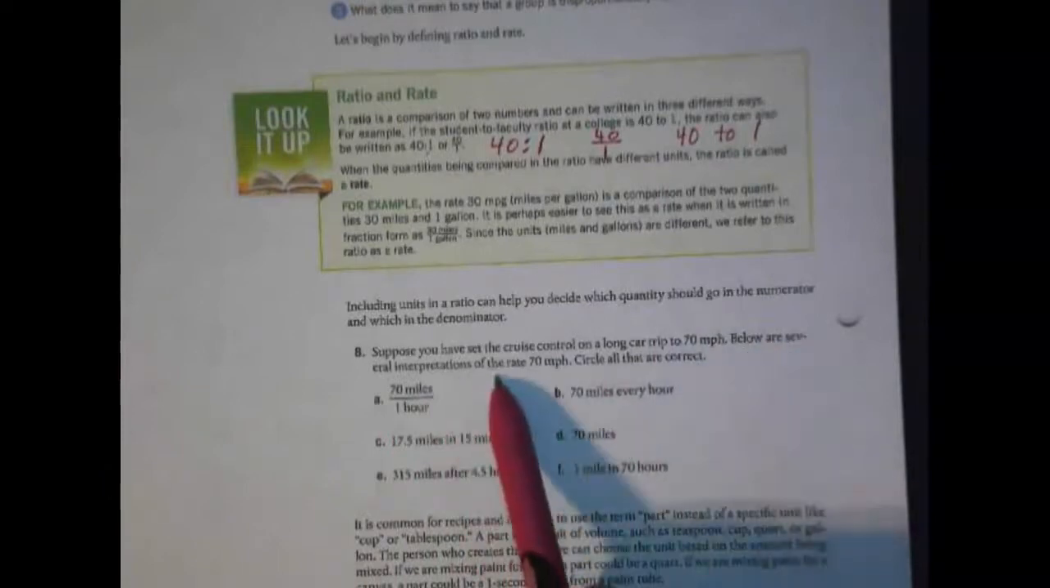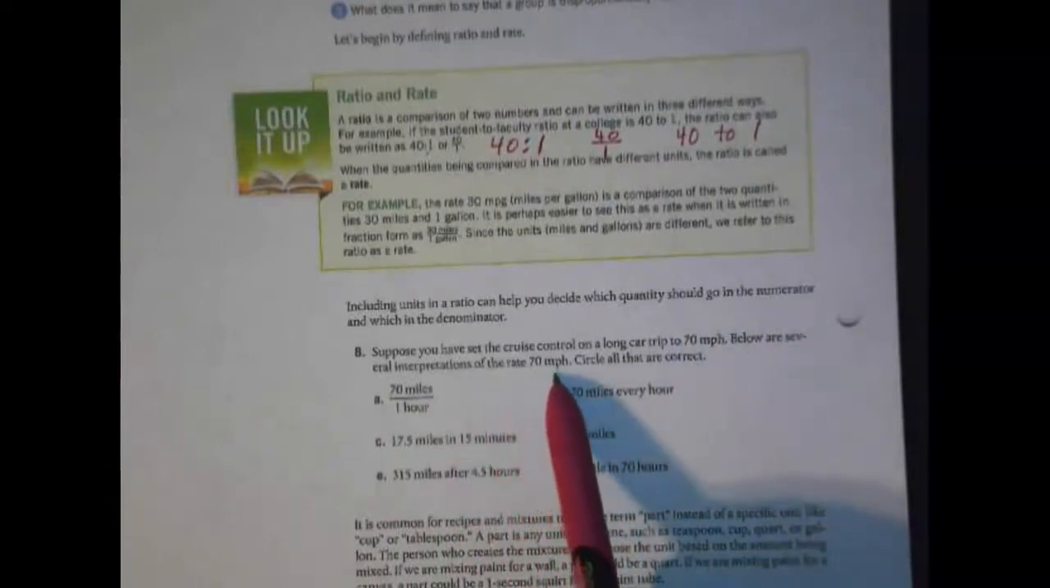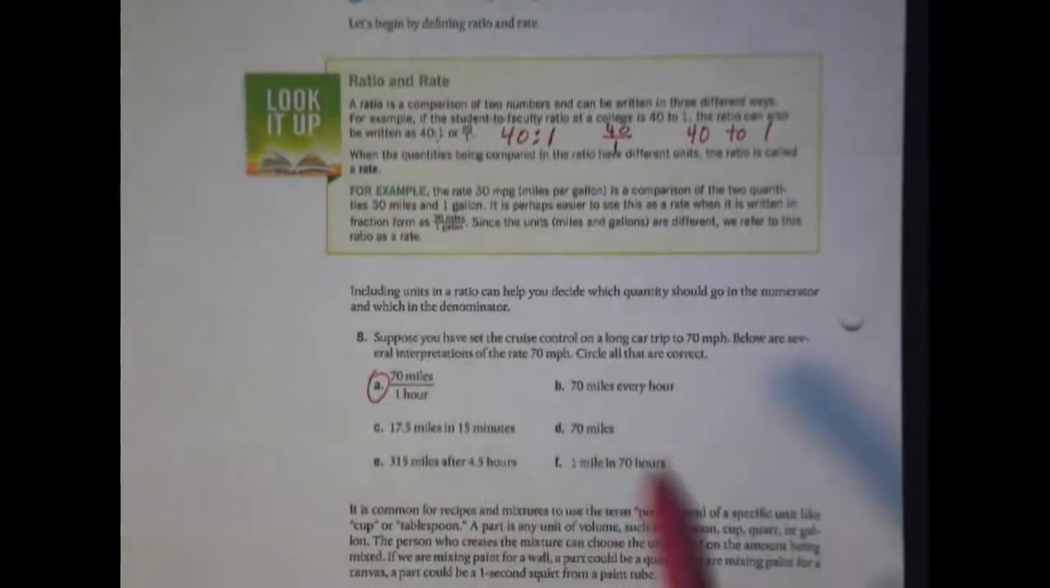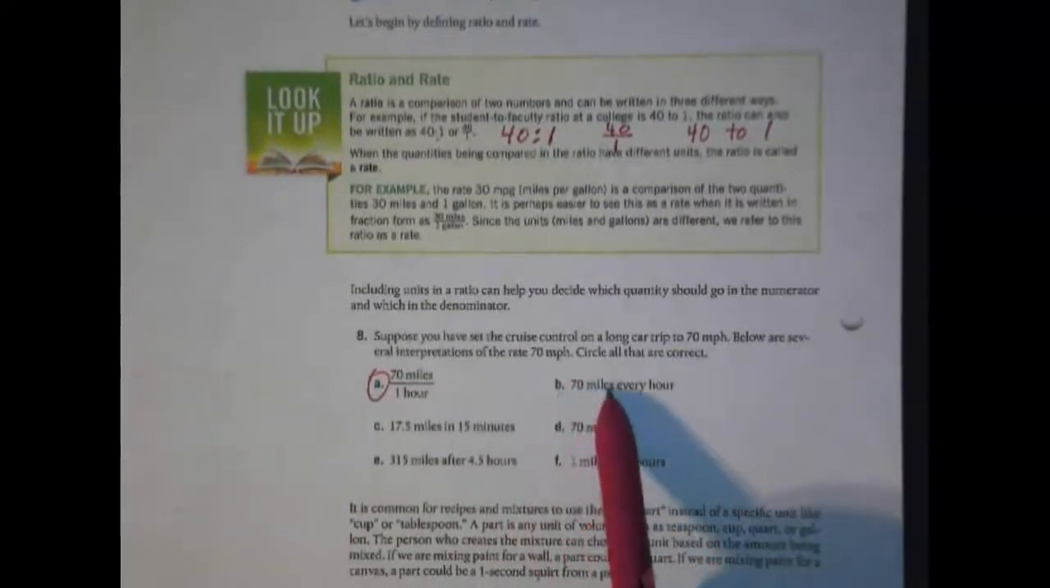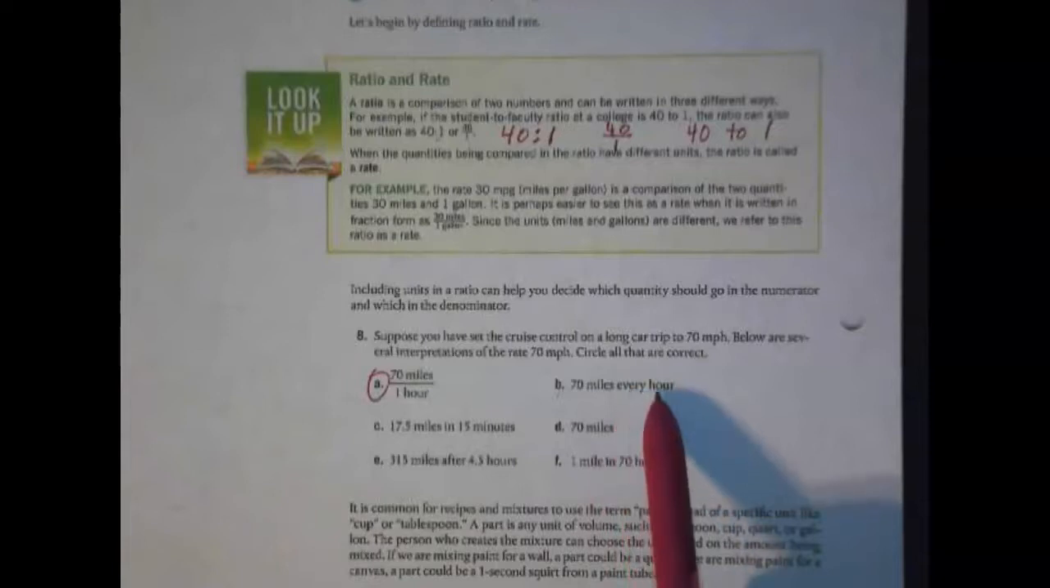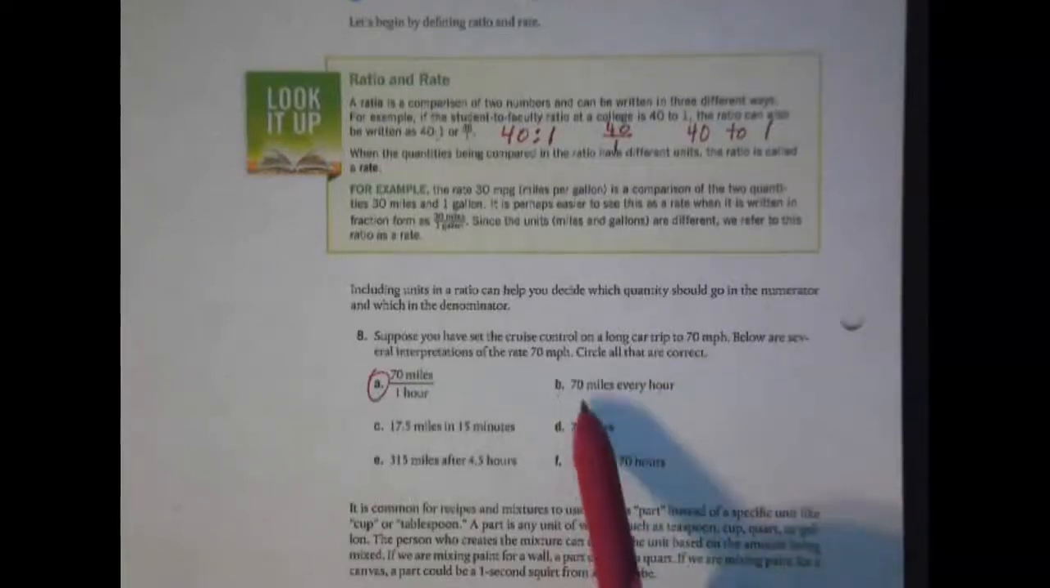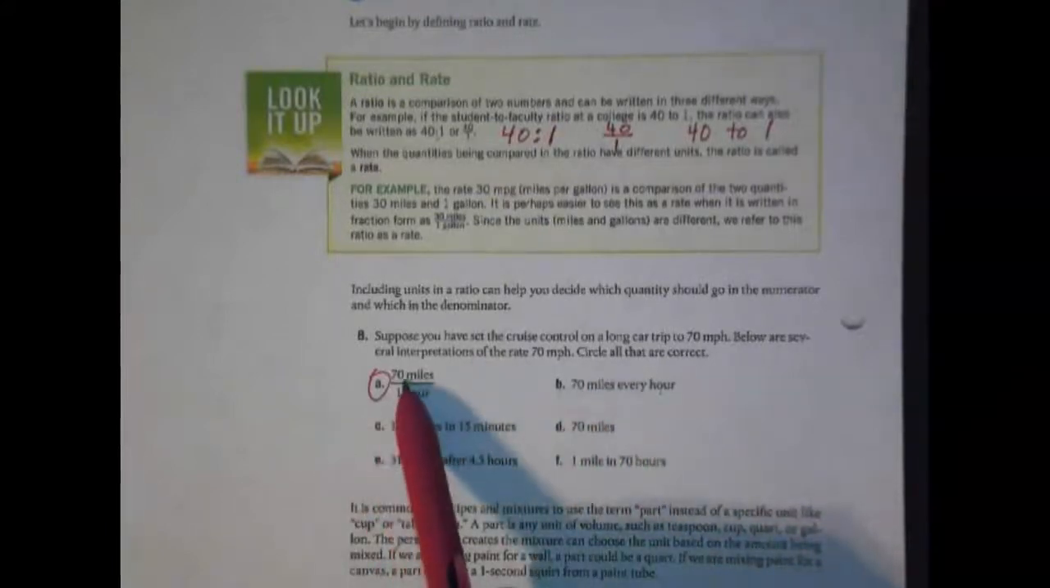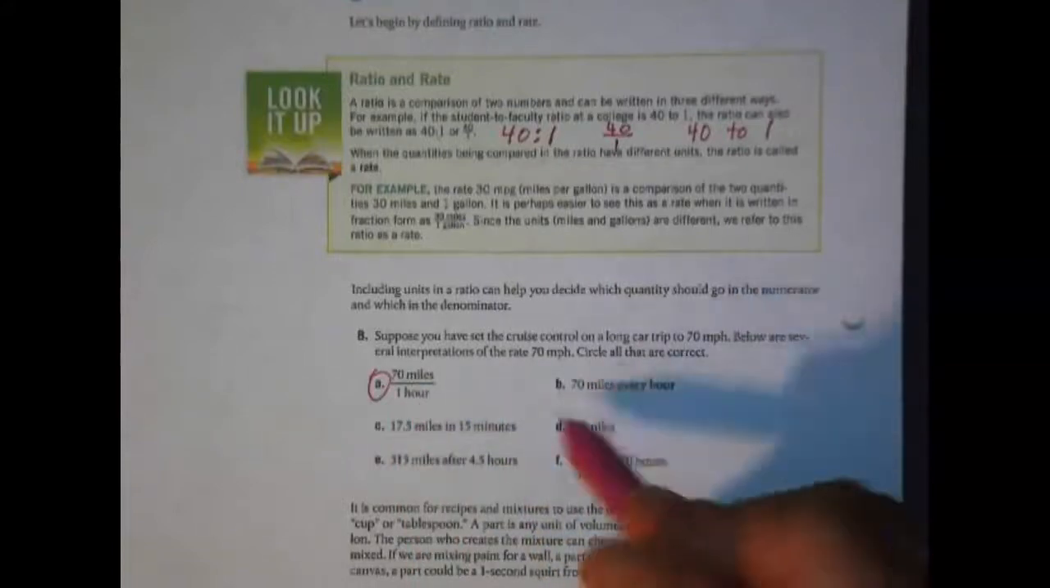Below are several interpretations of the rate, 70 miles per hour. Circle all the correct ones. And of course, this one's correct because I just told you. Okay. B, 70 miles every hour. Well, they're kind of playing with the English language here. That is true. You are traveling 70 miles for every hour here. So actually, this is a true statement.